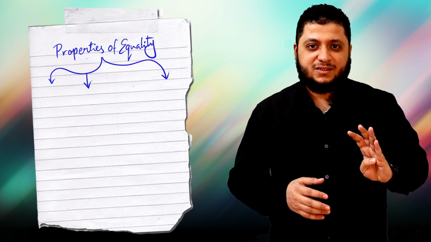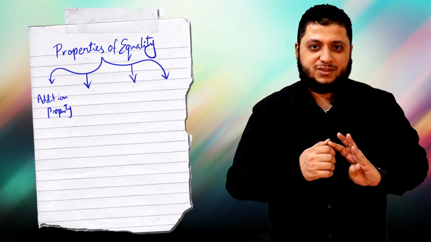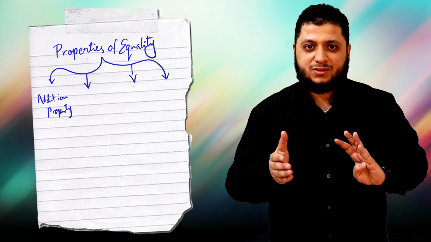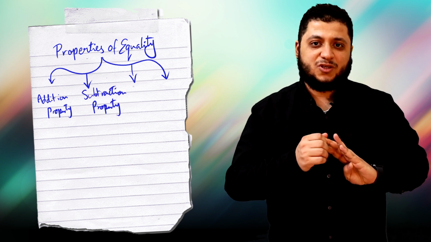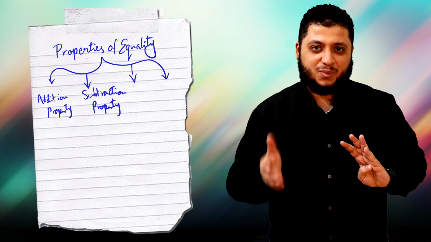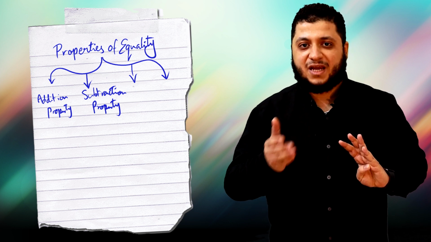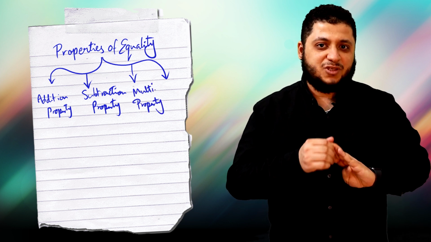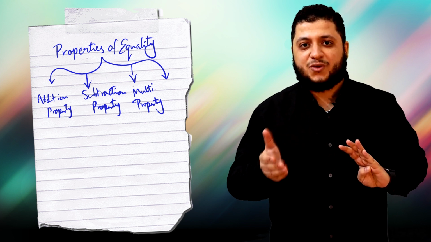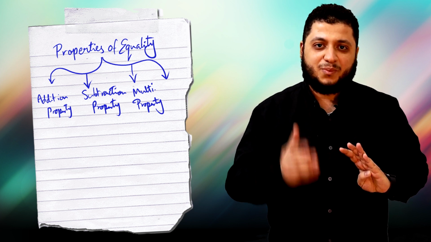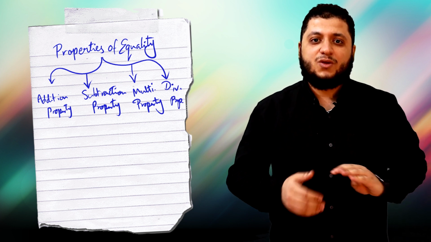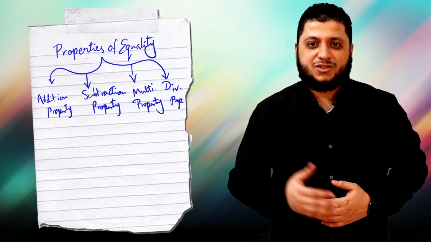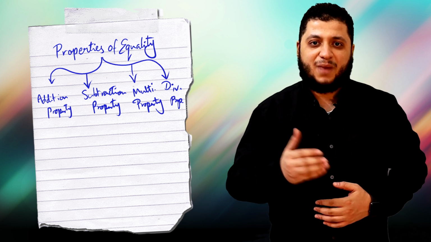So we have 4 properties of equality. Addition property of equality: you can add the same amount, the same number, to both sides of the equation. Subtraction property of equality: you can subtract the same number, the same amount, from both sides of the equation. Multiplication property of equality: you can multiply both sides of the equation by the same number, the same amount. And at last, division property of equality: you can divide both sides of the equation by the same number, the same amount.